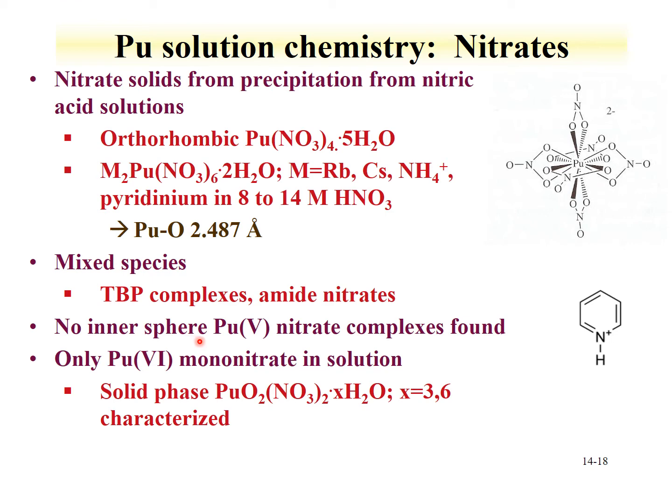There's no evidence of an inner sphere plutonium-5 nitrate species, so that's a very weak complex. And only the plutonium-6 has been truly identified, complexation constant-wise. The mononitrate has been identified for plutonium-6 in solution. But obviously, if you have ion exchange of plutonium-6 in nitric acid solutions, you're forming more than the mononitrate.